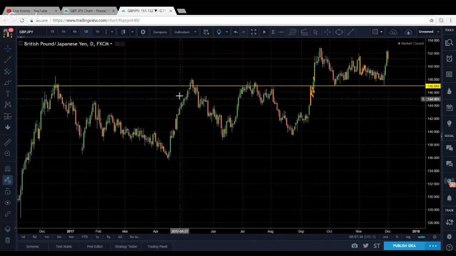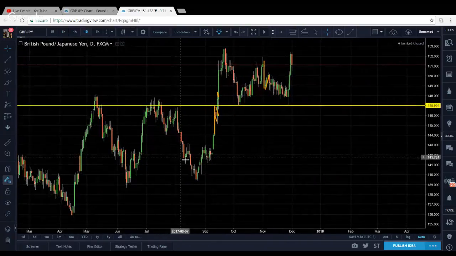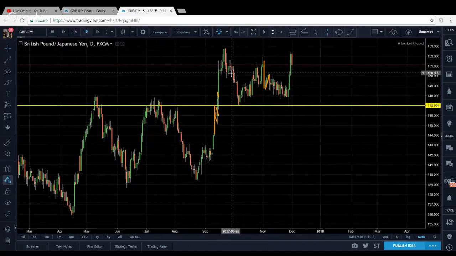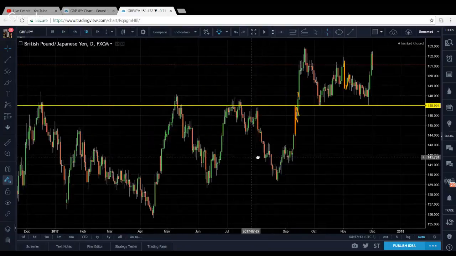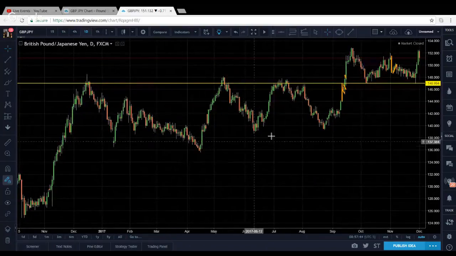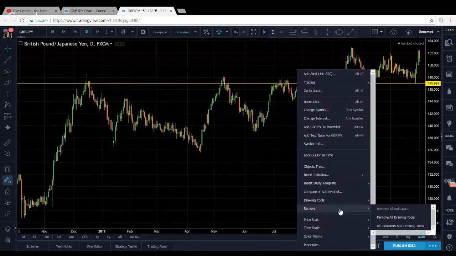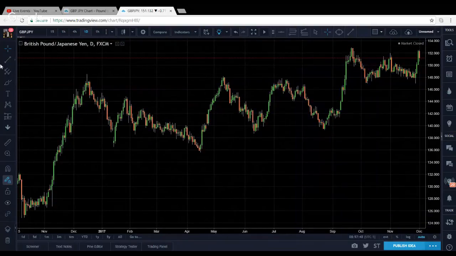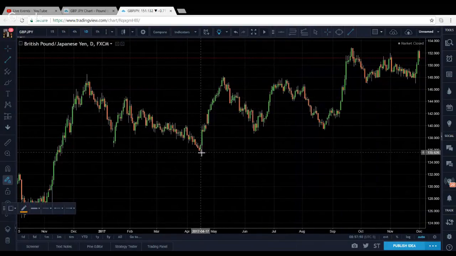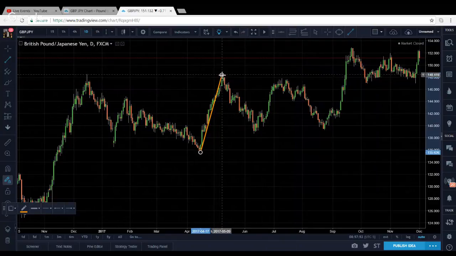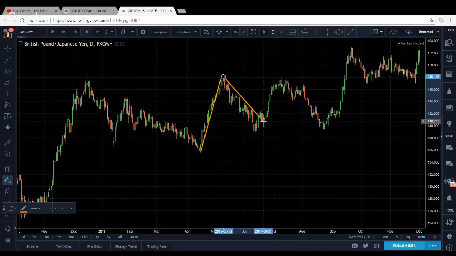Now, because I'm a big long-term trader, so I trade off the higher time frames, you'll get bigger flags, right? So as you can see here, this was a big move to the upside. And then you had your pullback, right?